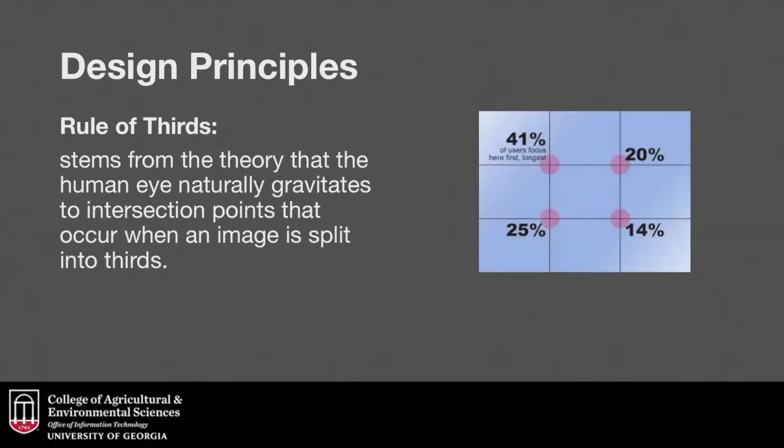The second thing is the rule of thirds. This stems from the theory that the human eye naturally gravitates to intersection points that occur when an image is split into thirds. So if we had a picture here and we evenly split it up into thirds, 41% of the users focus on this first intersection on the right-hand side, upper right. And then next is underneath that, 25%, and then 20 and 14.